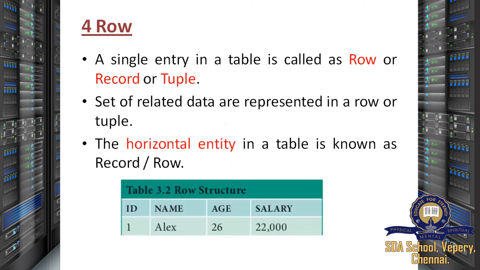Row, a single entry in a table. Now look at the table at the bottom. ID 1, name Alex, age 26, salary 22,000. So a set of related data represented in a row is called a tuple or record. They define a row like this: a single entry in a table. In a single entry, we are able to fill all the data, so it is called a row or a record or a tuple. Column is called the vertical entity. Row is called the horizontal entity in a table.